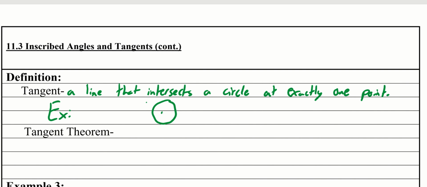So notice if I draw a line here, it crosses the circle multiple times. So I need this to go right along the edge and intersect at just 1 point, okay? And I'm going to label this as well. The point where they intersect is what we call the point of tangency. It intersects at exactly 1 point, no more, no less, okay?